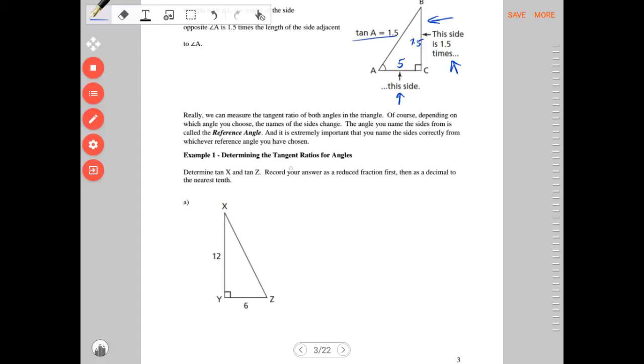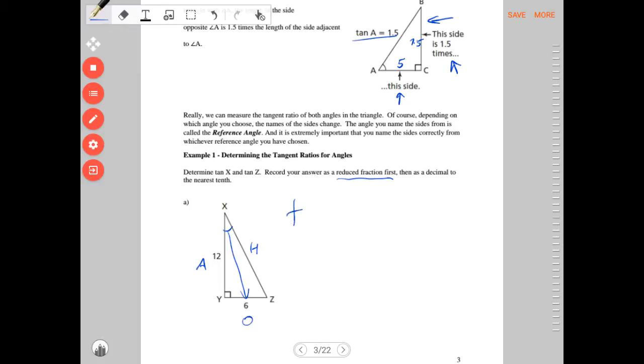Example 1, determining the tangent ratio for angles. Determine tan x and tan z. Record your answer as a reduced fraction first, then as a decimal to the nearest tenth. So if I start from x, then 6 is the opposite, it's right across, and then 12 is the adjacent. We don't have to worry about the hypotenuse. We could put that in if I really wanted.